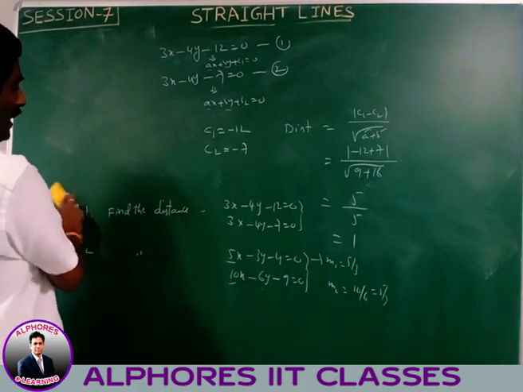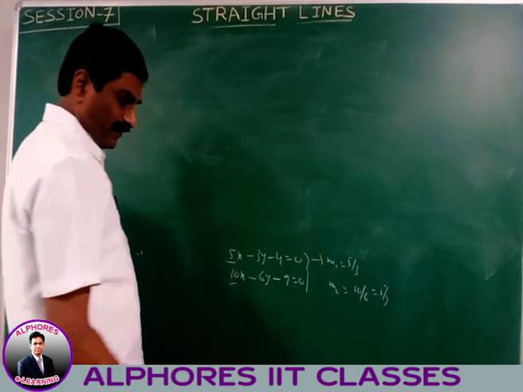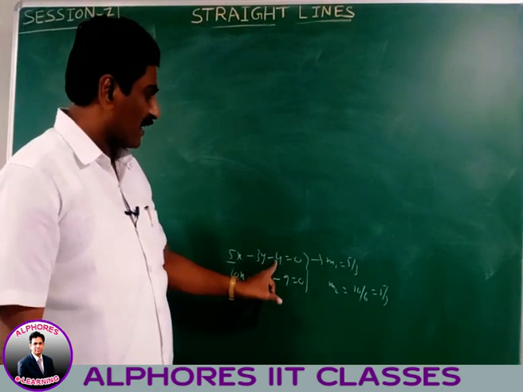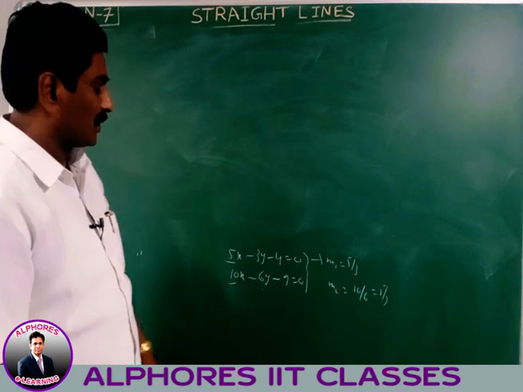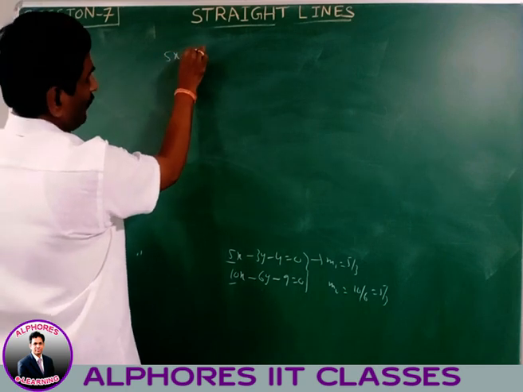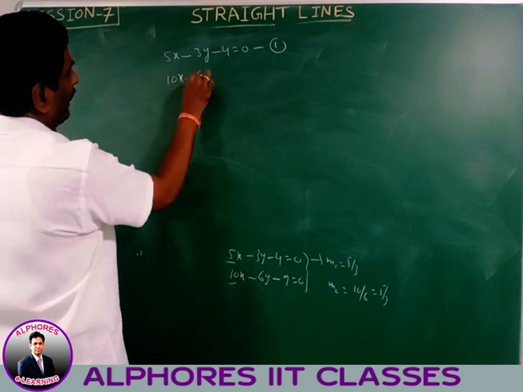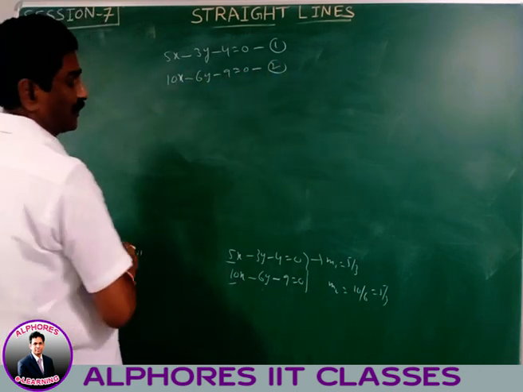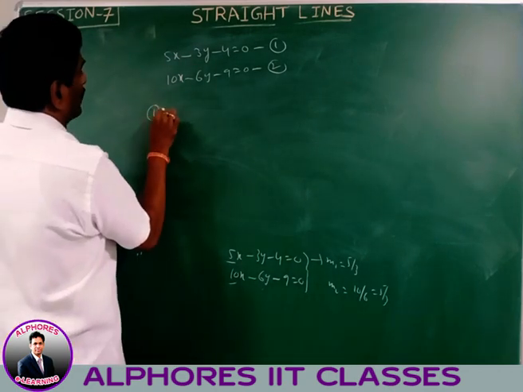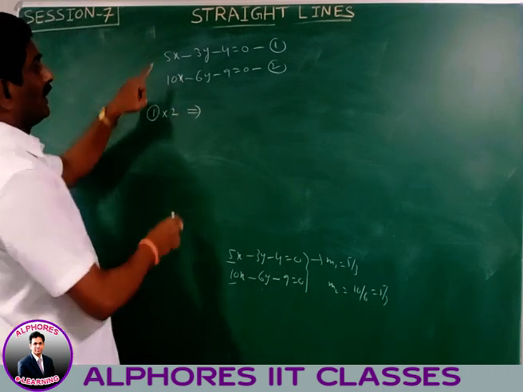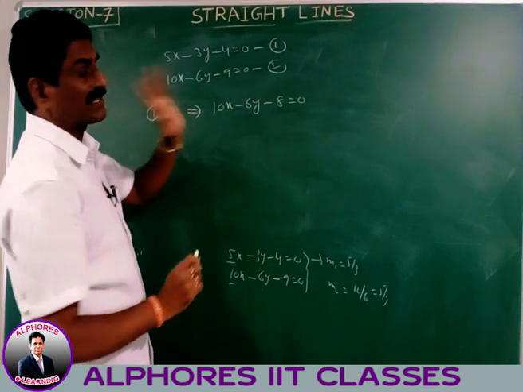Example 2. Find the distance between the two parallel lines 5x minus 3y minus 4 is equal to 0 and 10x minus 6y minus 9 is equal to 0. What is the first equation? 5x minus 3y minus 4 is equal to 0, it is equation number 1. 10x minus 6y minus 9 is equal to 0, it is equation number 2. To equate the x and y coefficients, first we multiply equation 1 with 2 on both sides. It can be reduced into 10x minus 6y minus 8 is equal to 0. It is equation number 1.